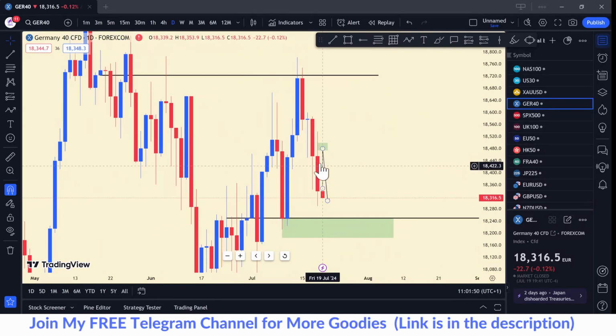The moment price trades up into that region, you can sell. But make sure that your selling will be before price gets here. If price gets here, this setup is invalidated. You should be able to know when the setup is valid and when the setup is invalidated. These are the things I teach within my mentorship.